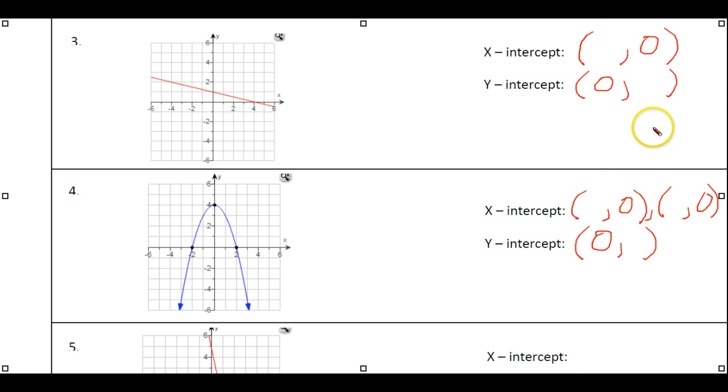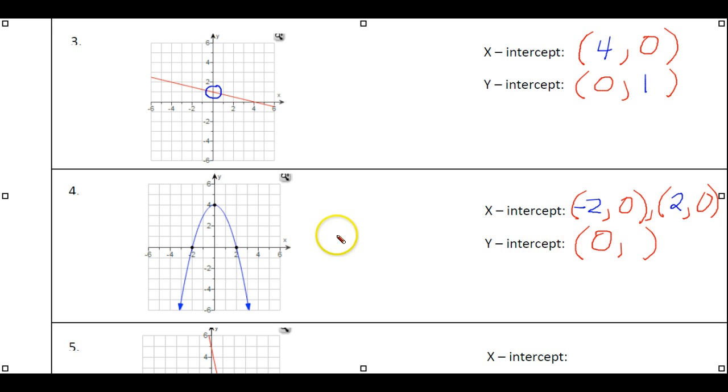Now I've set these up for you. We want you to find your y-intercept is going to be (0, 1) here. And here your x-intercept is going to be (4, 0). Now notice we have two x-intercepts here, so we're going to do the (-2, 0), and this is a (2, 0).